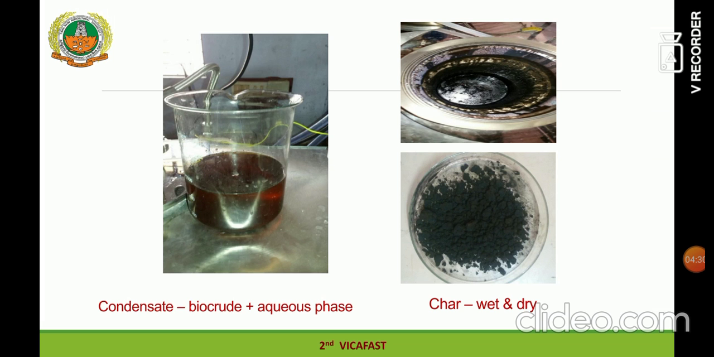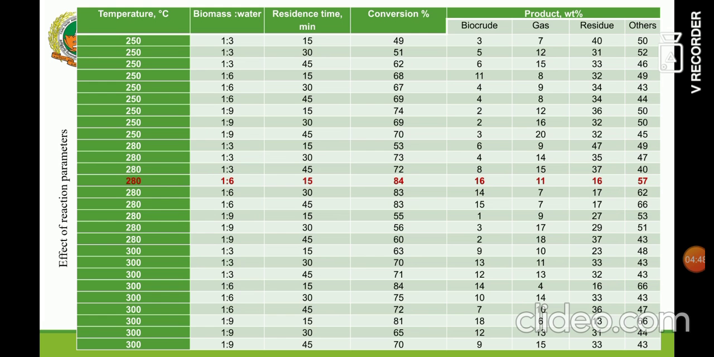So these are all the products obtained from this process. Condensate, which consists of biocrude and then aqueous phase, char, which is of wet stage, and then dried char material, which can be used as an amendment in the soil or as briquetted or pelletized fuel. So these are the optimized conditions which I work on.